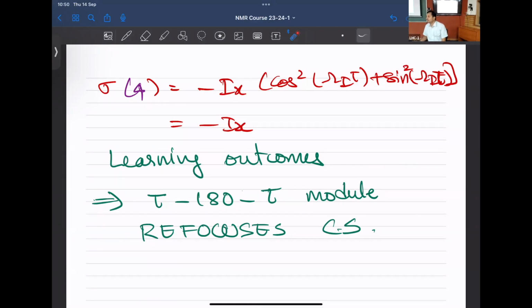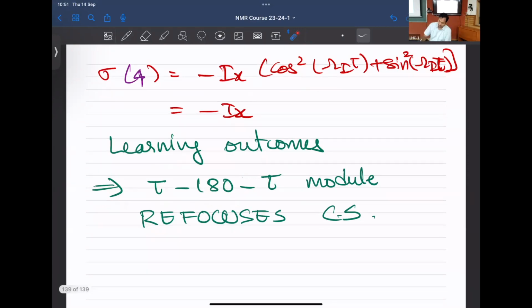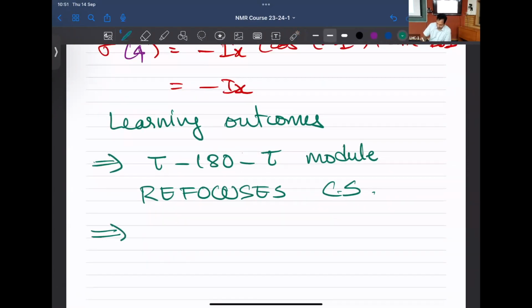It is as though chemical shift did not evolve. Do you see this? Yeah. So this is one of the important outcomes where a tau 180 tau module will refocus chemical shift, meaning that for most of the cases, you don't have to evolve chemical shift in a tau 180 tau period. Now, did that make sense? A tau 180 tau period refocuses chemical shift. What is the second learning outcome?